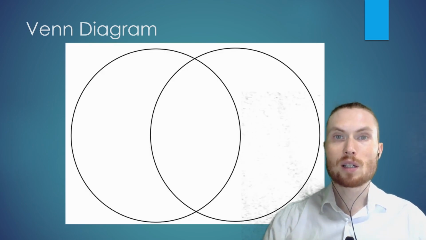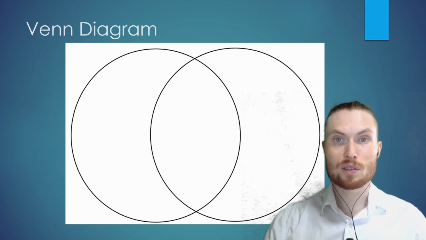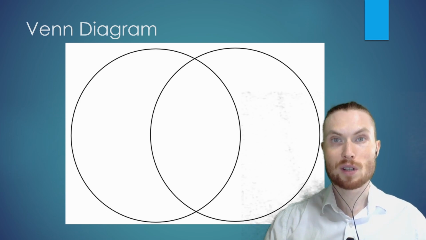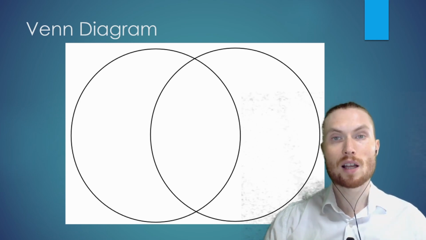So a Venn diagram looks like this. It has two or maybe even three circles or more, depending on how many different things you are comparing and contrasting. So a simple Venn diagram has two overlapping circles.